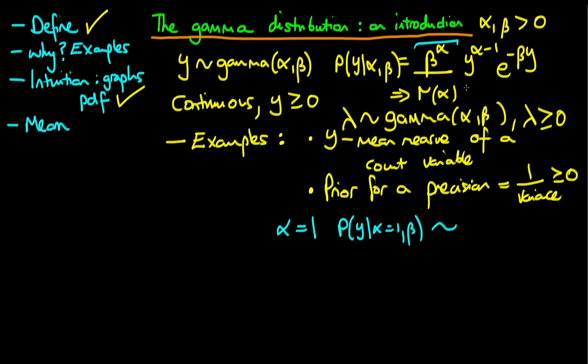And when alpha is equal to 1, this first part here, y to the power alpha minus 1, is actually y to the power 0.